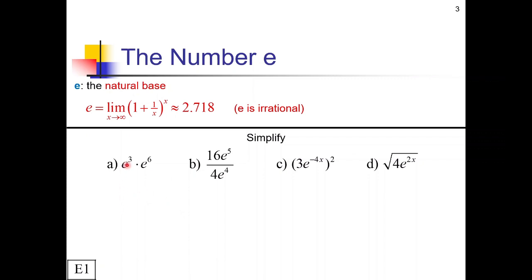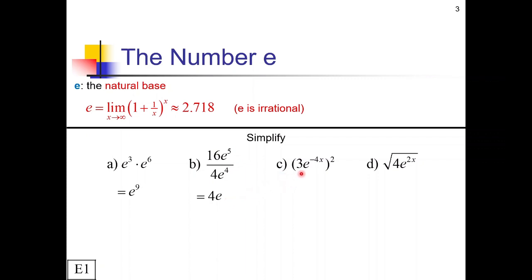So we have e to the third times e to the sixth. I'm just going to add the exponents. So e to the ninth, nothing super fancy there. This next one we're dividing now, so that means we have to subtract the exponents. 16 over 4 is 4, and we've got e to the 5 minus 4, so that's e to the 1, or just e, so 4e.